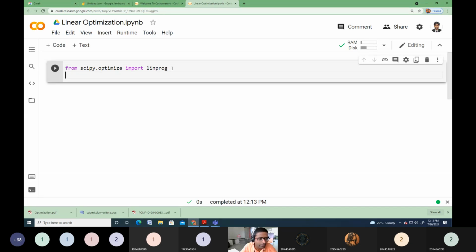Once you have imported the linprog method into this environment, you have to create a variable. That variable should hold your objective function matrix. I am creating a variable obj, you can give any name. That's equal to a matrix that holds your objective function coefficients. So what are my objective function coefficients? Anyone can please tell?